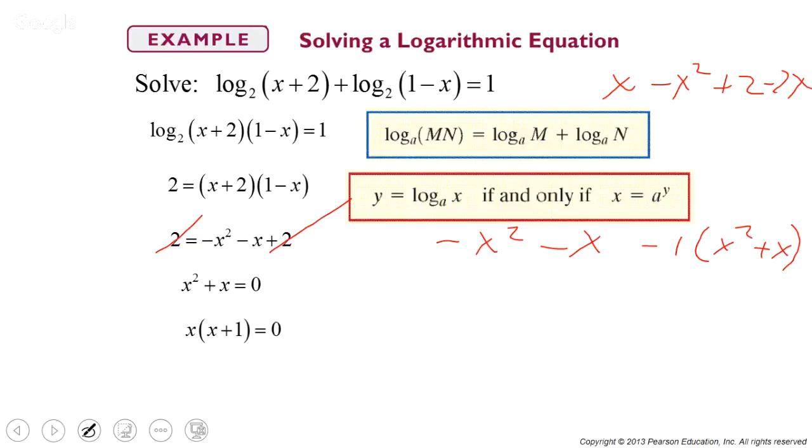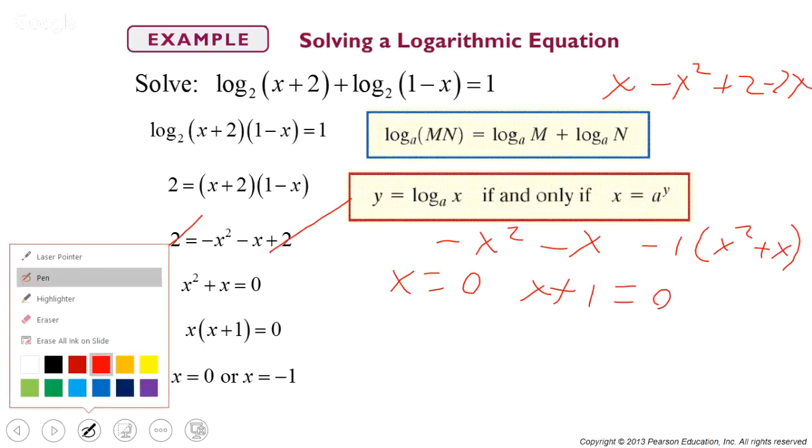Now that I have factors, I set each factor equal to 0. So x equals 0 and x plus 1 equals 0. I solve for x in both of them. Well, that's just the second one. So I subtract 1 from both sides. So I get x equals 0 and x equals negative 1.